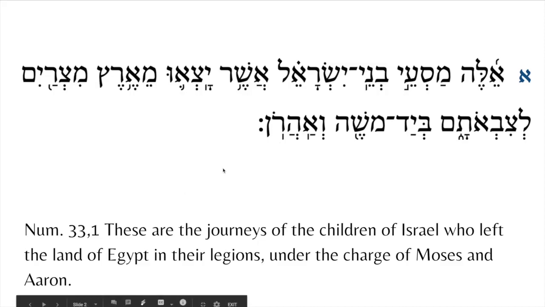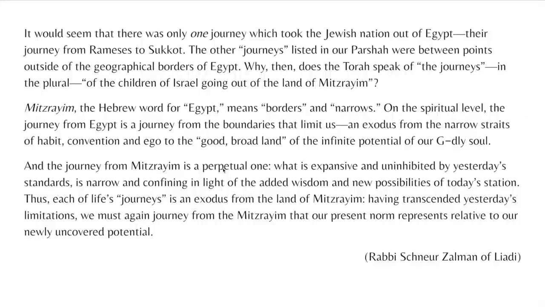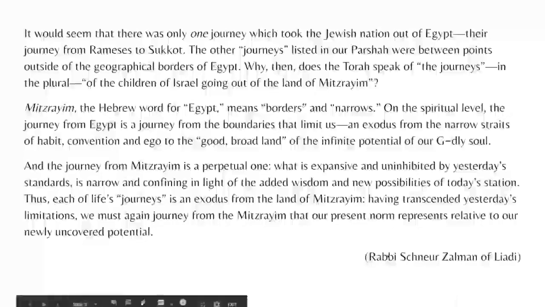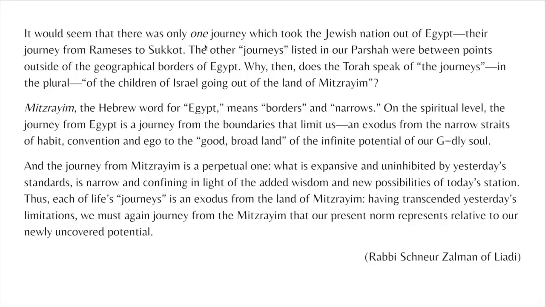I wanted to also share a comment about this verse. So let's read it in English first. These are the journeys of the children of Israel who left the land of Egypt according to their legions, right, or in their legions, under the charge of Moses and Aaron. Now, Rabbi Shneur Zalman of Liadi says about this pasuk, it would seem that there was only one journey which took the Jewish nation out of Egypt, their journey from Ramses to Sukkot. The other journeys listed in our Parsha were between points outside of the geographical borders of Egypt. So why then does the Torah speak of the journeys in the plural of the children of Israel going out of the land of Mitzrayim?